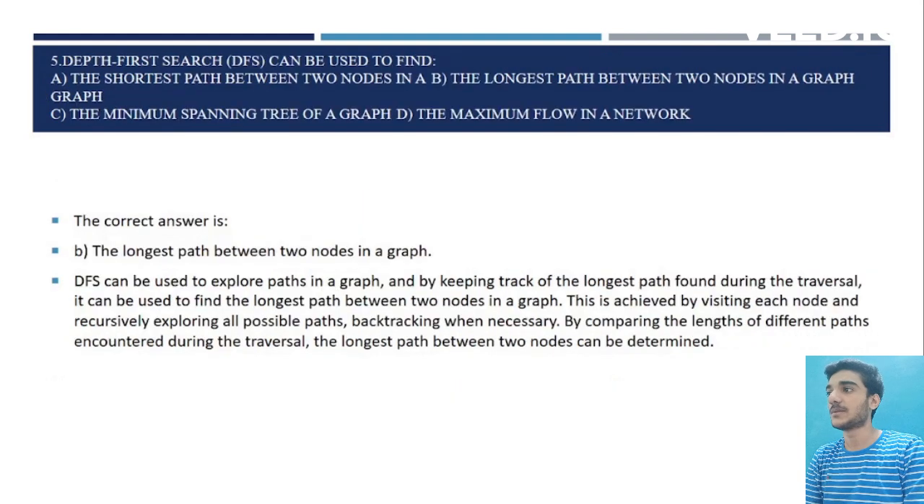Depth first search, DFS, can be used to find. The correct answer is option B, the longest path between two nodes in a graph. DFS can be used to explore paths in a graph and keep track of the longest path found during the traversal. It can be used to find the longest path between two nodes in a graph.